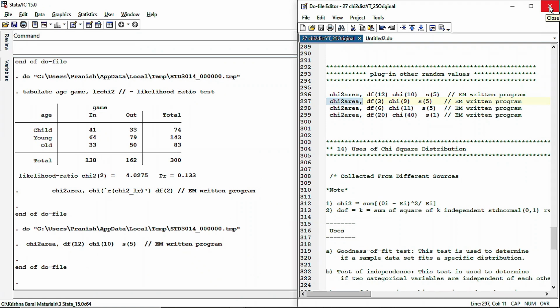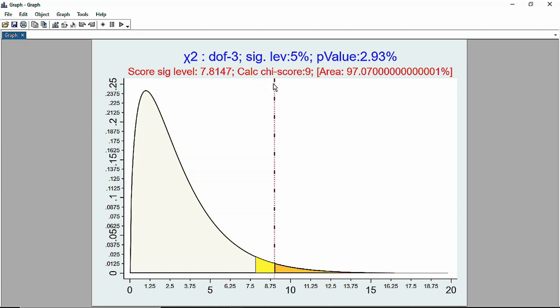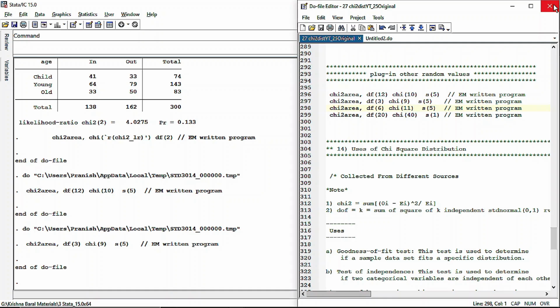If a distribution follows a chi-square process with 3 degrees of freedom, what is the probability of the chi-square score being greater than 9? So our calculated chi-square score is 9, represented by this dotted line, and our significance level is 5%. For this 5%, what is the score? It is 7.81, somewhere over here. From the graphical depiction, it is very clear that we are away from this threshold, that is why we reject the null in this case. In other words, the p-value is less than our alpha value, that is why we reject the null in this case.